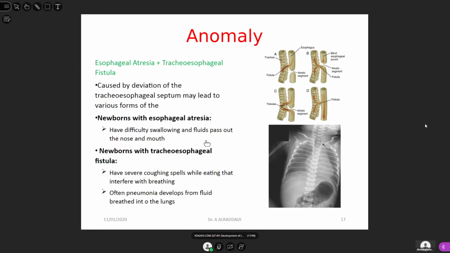A newborn with the tracheoesophageal fistula has severe coughing, spills while eating, interference with breathing, and often pneumonia develops from the fluid breathed into the lungs. We can also take an X-ray for the newborn with the tracheoesophageal fistula, and we can see the stomach is also filled with air.